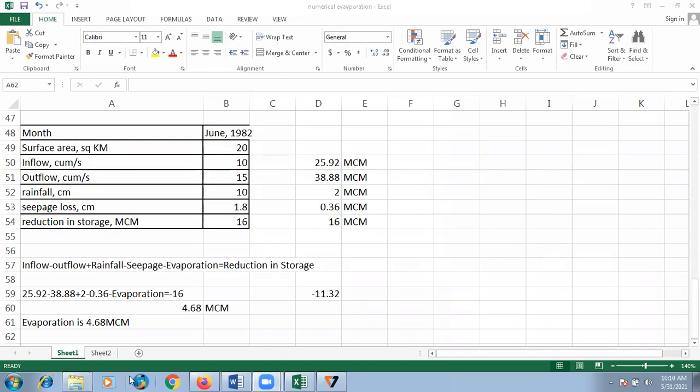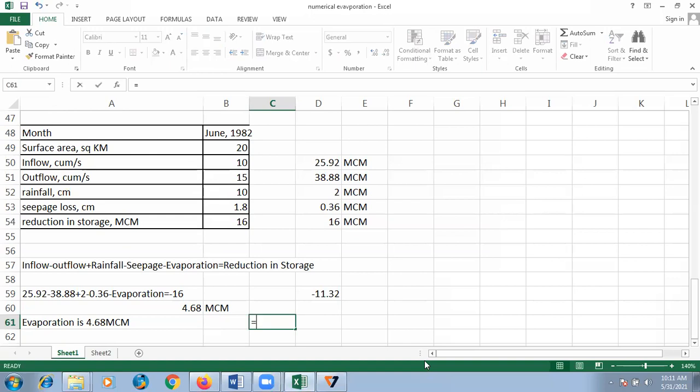Suppose if the answer has to be reported in depth units as so many centimeters, how would you calculate using this MCM? Somebody can try and put it in chat box. Instead of MCM, you convert that into depth units, so many centimeters. How would you do that? I will wait for a minute. Please try this. In depth units, how would you do that? How to convert 4.68 million cubic meter into centimeter over the area?